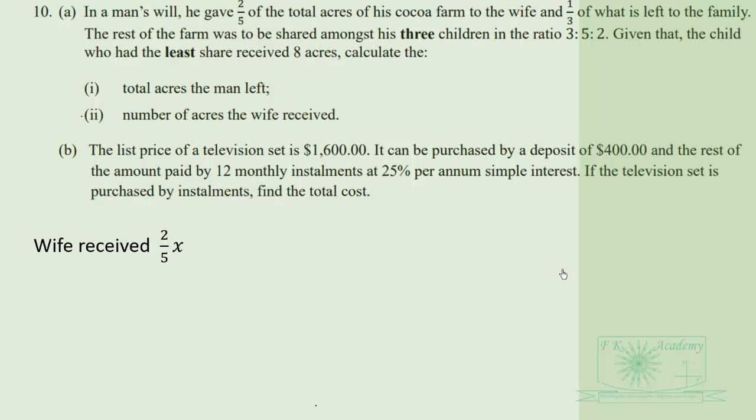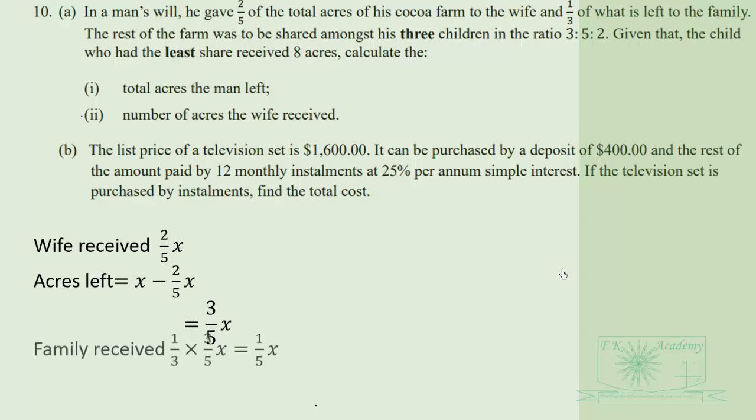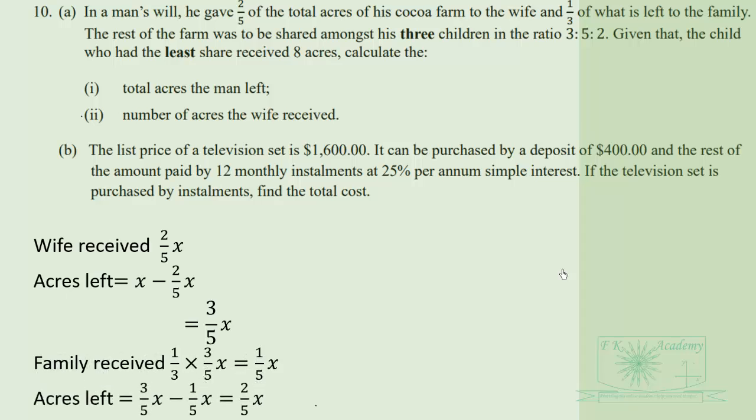So we let x represent the acres that the man left. So what will be left? That is x minus 2/5 of x, and that will be 3/5 of x. Now we're also given that the family received 1/3 of what is left, and that is 1/5x. And what is left now currently is 3/5x minus 1/5x, and that will be 2/5x. This is what the children share. So children are to share 2/5 of x acres.